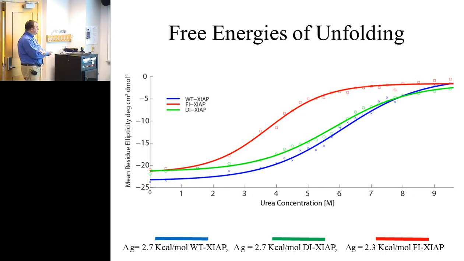And what you can see is that the mean residue ellipticity at 0 molar concentration is very low. It gets down to very negative numbers. And then as you add in the urea, it starts to become much more positive, much like you have a free peptide in solution. And from this, we can determine a free energy of unfolding, which for wild type XIP was minus 2.7 kcal per mole, as well as the DI, and then the FI is 2.3 kcal per mole.